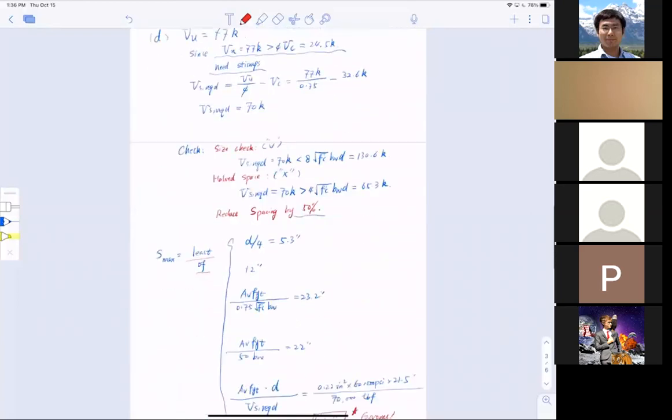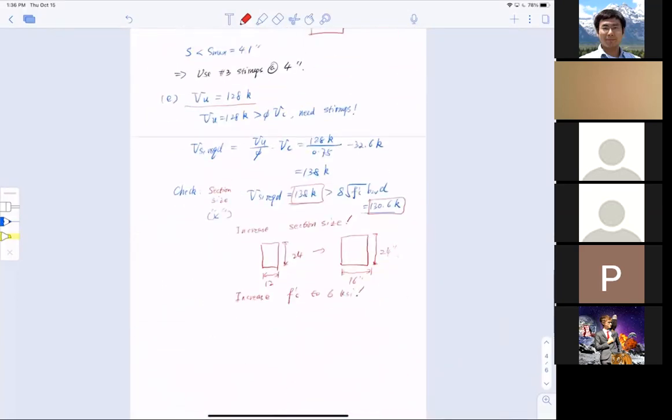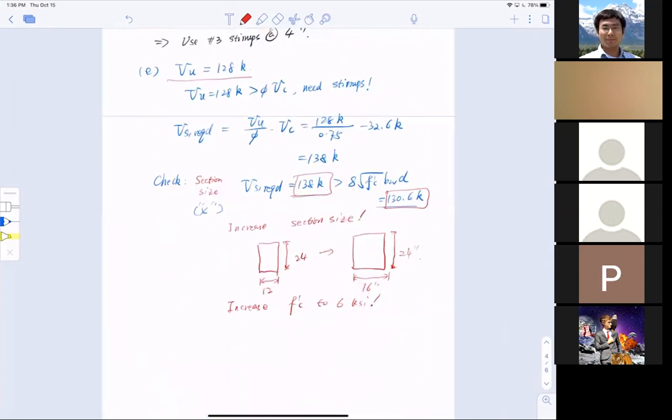Then I reduce the calculated spacing even more. At the end, my section is not even big enough. I have to change my section to accommodate the shear resistance. So this is how we calculate for shear. Any questions, folks?